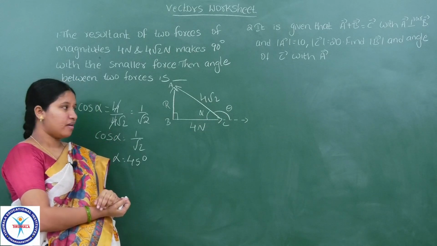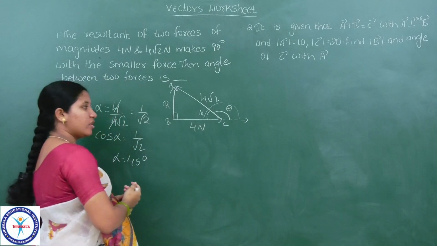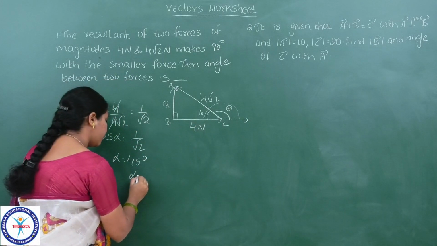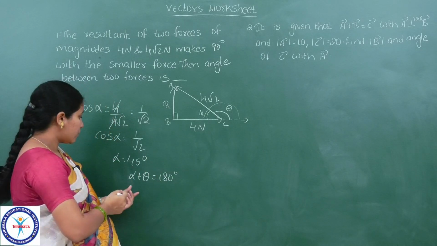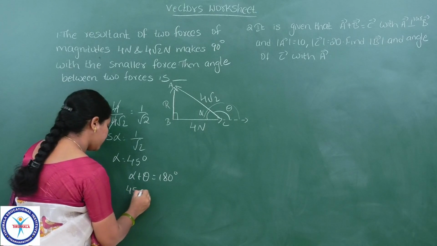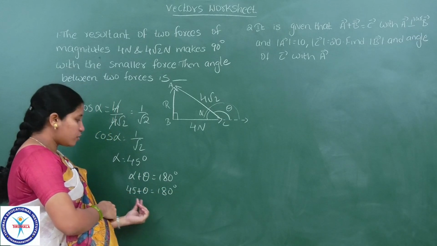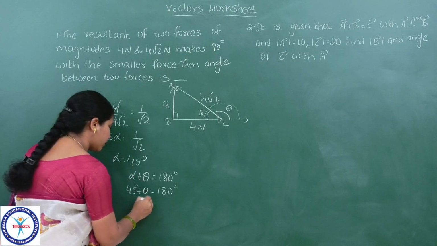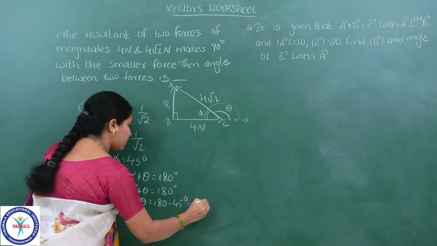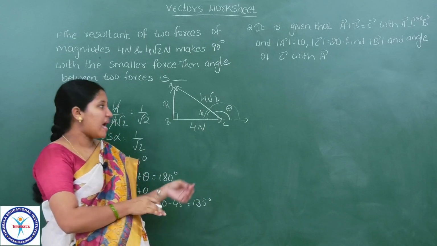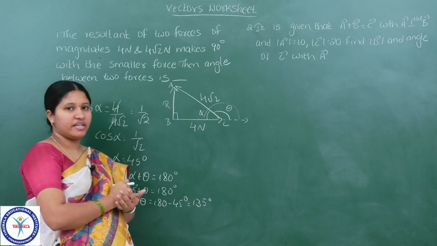Now we can find theta. See, if you observe, the straight angle is 180 degrees. So we can write alpha plus theta equal to 180 degrees, which is nothing but the straight angle. So alpha is 45 plus theta equal to 180 degrees. Transpose 45 degrees to the RHS. Theta is equal to 180 minus 45, we get 135 degrees. So the angle between the two forces 4 and 4 root 2 Newton is 135 degrees.